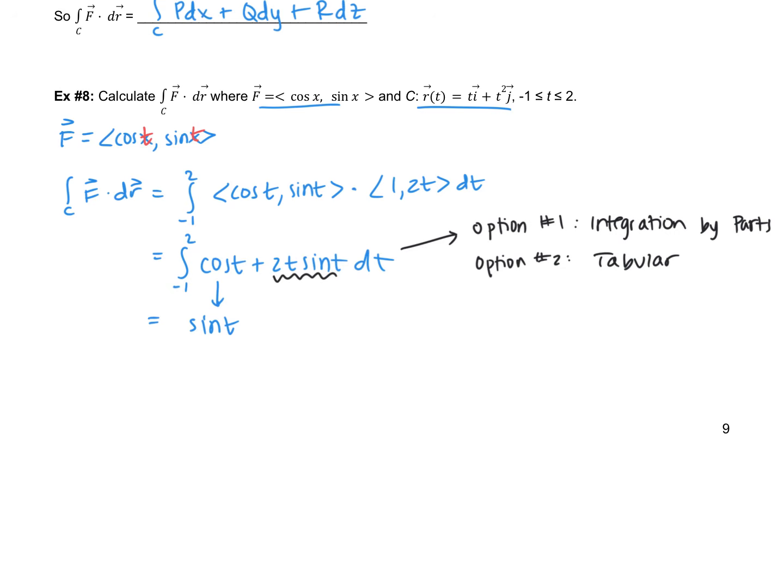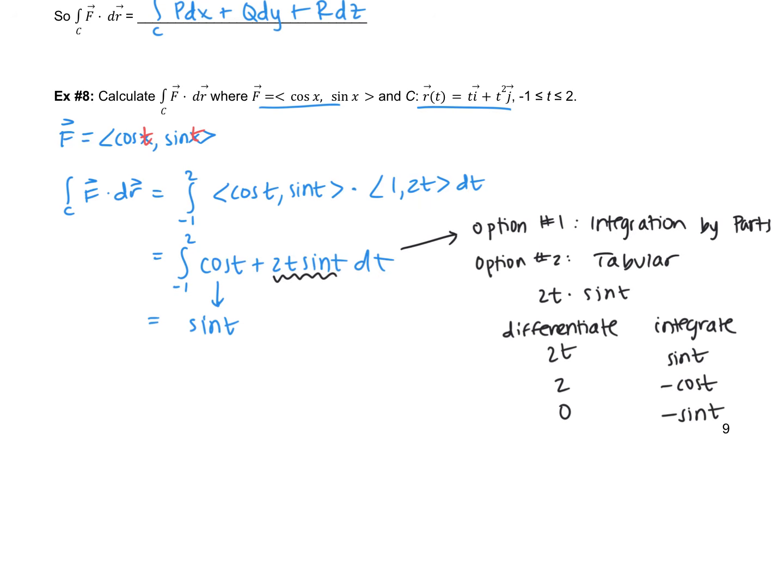So here's how tabular integration works. We have 2t, and we're multiplying by sine of t. So we're going to split it up into two parts. We're going to take one that we're going to differentiate, and we're going to take one that we integrate. The part that we differentiate has to go to 0. So I'm not going to differentiate sine of t because it's never going to get to 0. So if I take 2t, take a derivative, I get 2, take a derivative, I get 0. So then if I integrate sine of t, I'm going to get negative cosine t. I integrate again, I get negative sine of t.